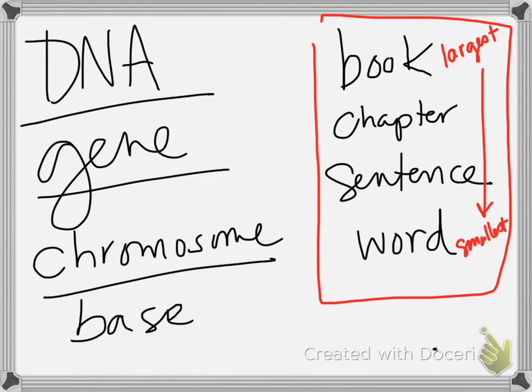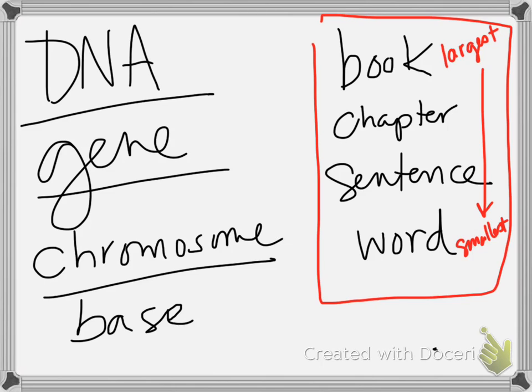Okay, so we've got DNA, genes, chromosomes, bases as terms we've been dealing with for the last week or so. And then we're thinking about organization and how these things fit together. Book, chapter, sentence, word. Going from largest thing down to the very smallest thing. So a book is made up of chapters. A chapter is made up of sentences. A sentence is made up of words.